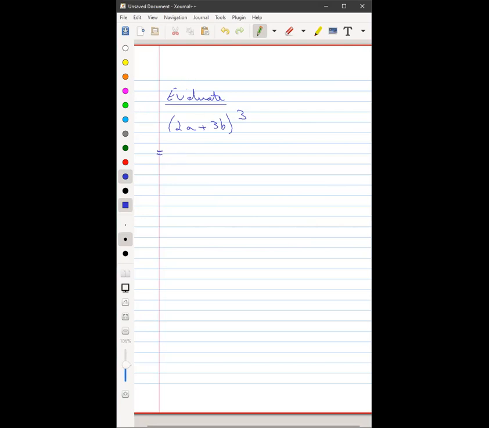Paki, are you there? Yes, sir. Tell me the formula for A plus B the whole thing cube. A cube plus B cube plus 3AB into A plus B. Okay. So let's start solving this. So 2A cube plus 3B cube plus 3 into 2A into 3B into 2A plus 3B.